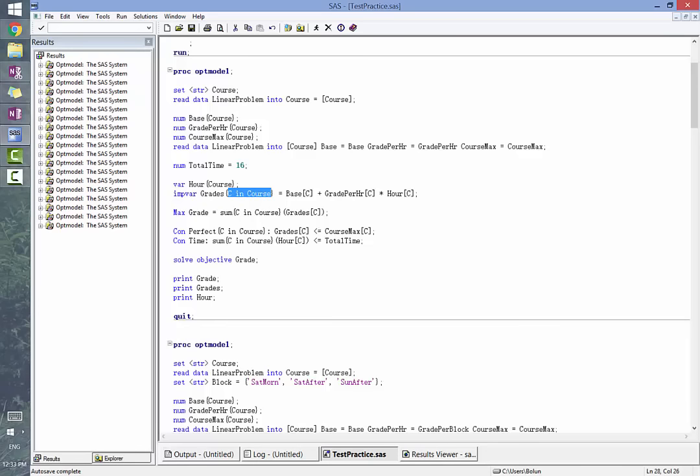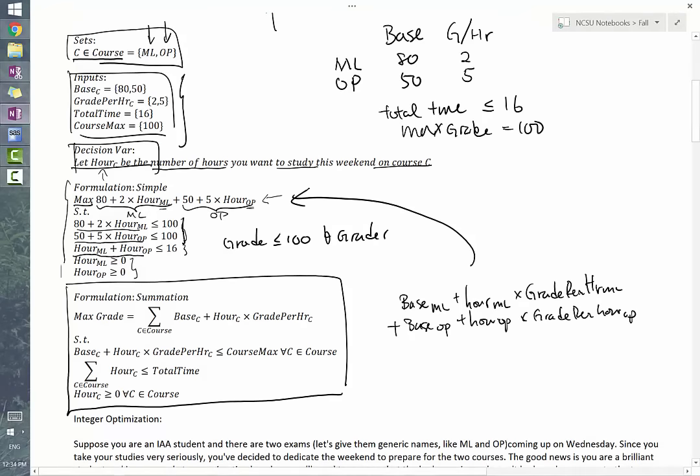And now when we look at writing our objective function, it becomes really easy. Well, what are you trying to do? You're trying to maximize the grade, which is simply the sum of all of these implicit grades. So if we look back at our formulation, this is kind of our grades, which depending on C. And we're trying to maximize the sum over C of all grades variables.